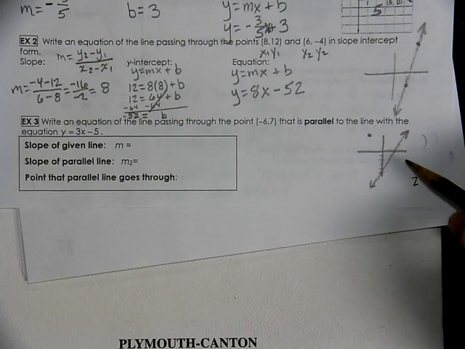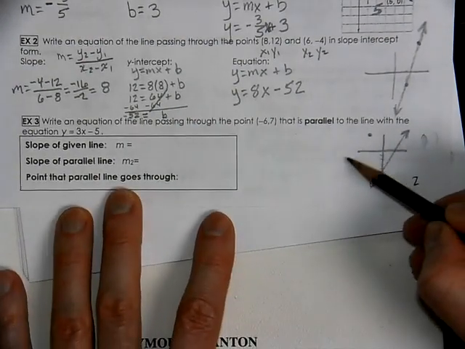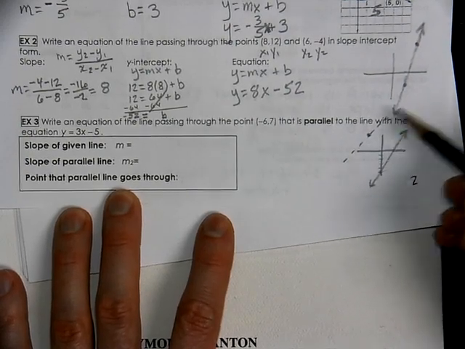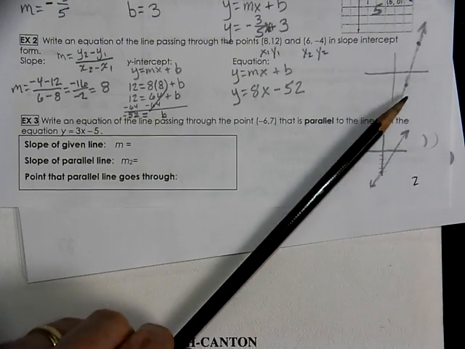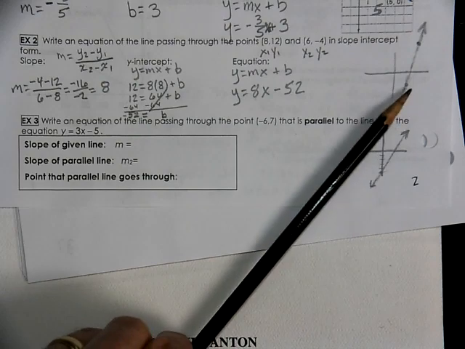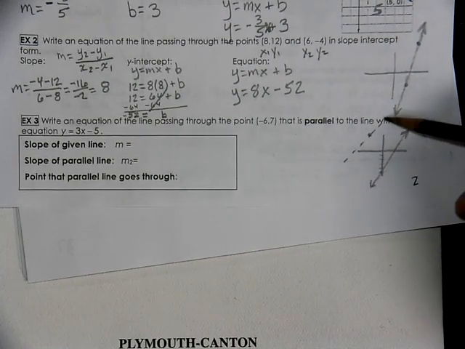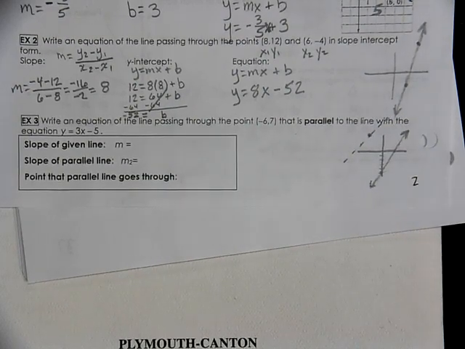So there's our given line. There's our point not on the line. And we want to know the equation of this dashed line. It obviously is going to have a positive slope because it's got to be parallel to this one. And it's going to have a y-intercept that's up here somewhere. Okay, how can we figure out some of those numbers?